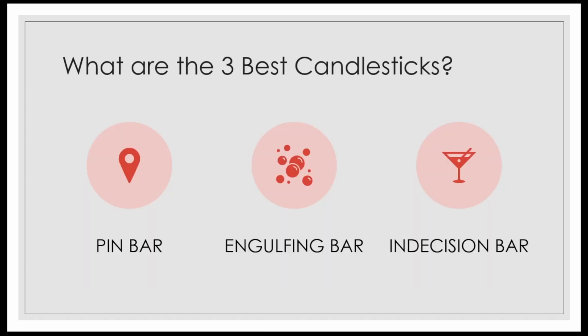So what are the 3 best candlesticks? In our opinion, that is pin bar, engulfing bar and indecision bar. We have, I think, known about the pin bar, engulfing bar and indecision bar, but most of the traders don't know how to use these candlesticks with a better profitability ratio. So in this video we'll be going through those techniques to understand the market better, to understand the candlestick better, and use them for profits only.